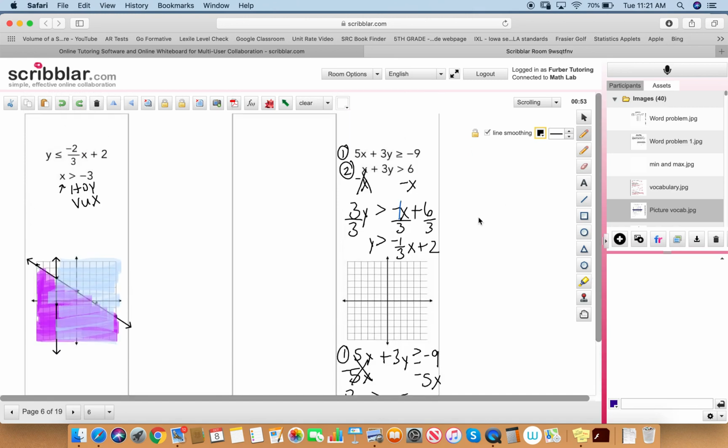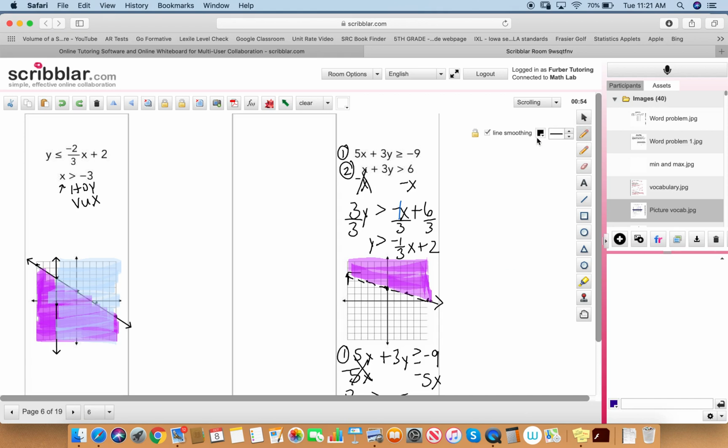So let's look at our first one. This one has a y-intercept of 2, and it's a negative slope. So down 1, to the right 3, down 1, to the right 3. In the other direction, up 1, to the left 3, up 1, to the left 3. And since there's no equal sign, this one's going to be all dotted. And it says greater than, so greater than means that it's going to be above the line. So this is the region that would be shaded for that.